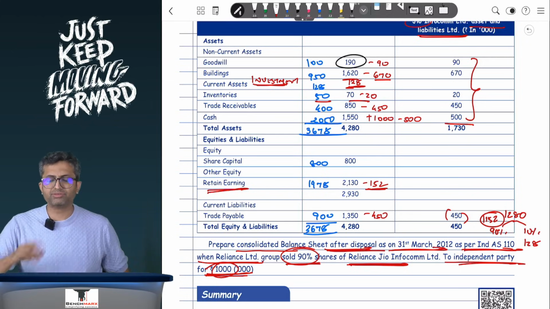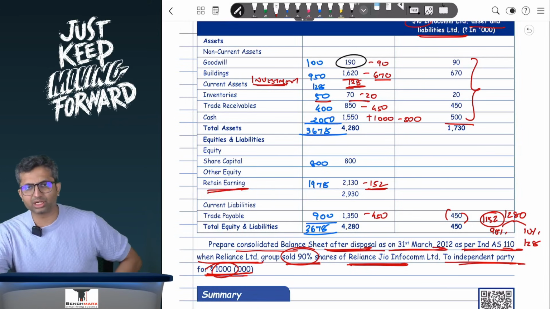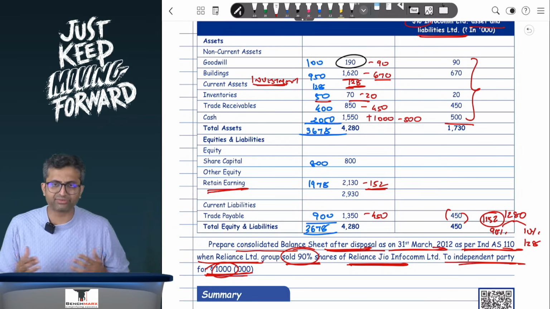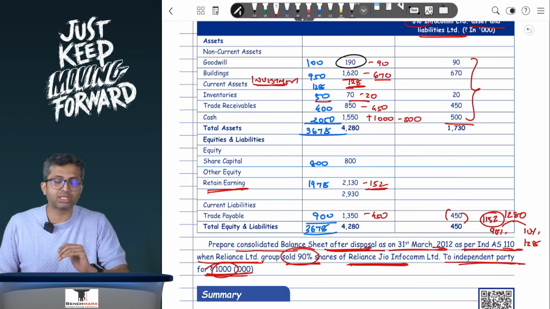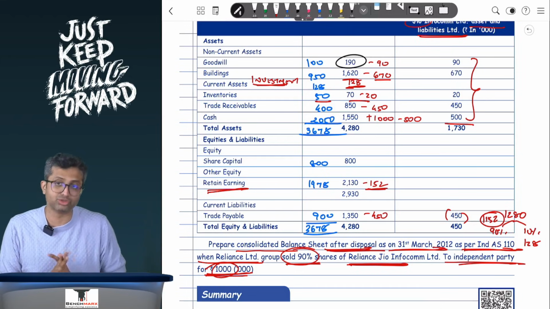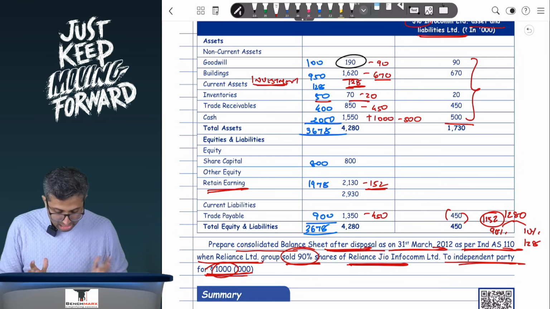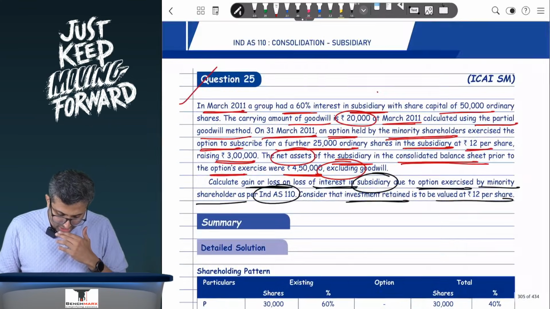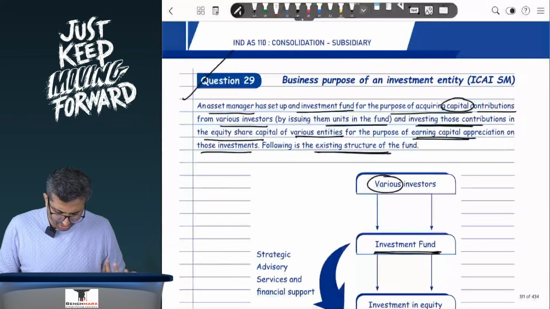So if there's a stake sale which is resulting in loss of control, I will remove the assets and liabilities. I will bring in the investment. I will find the gain or loss and adjust it in the profit and loss account. Okay. If you look at another question, let us say this is one basic stake sale question.